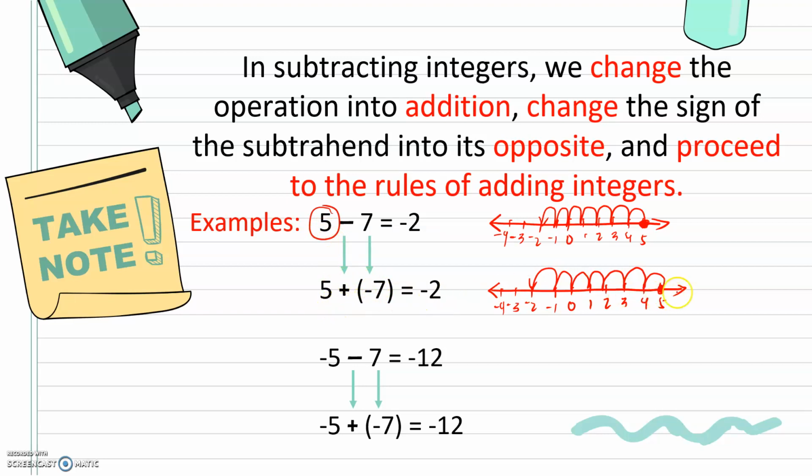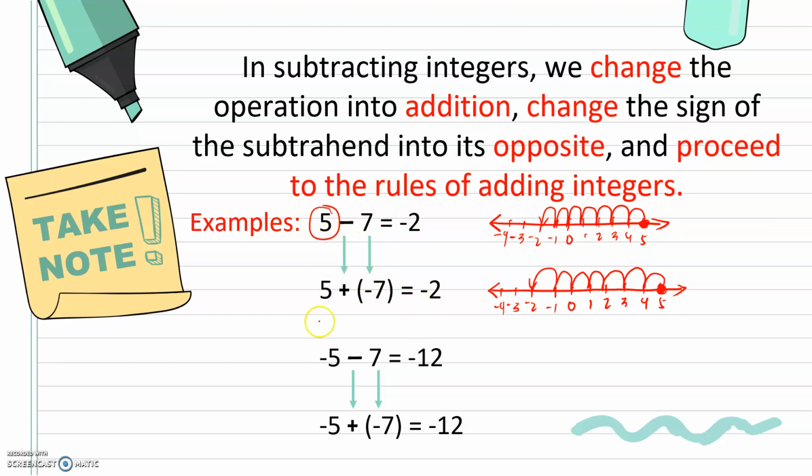Okay, let's take a look at our number line. In adding integers using a number line, we locate the first addend on our number line, and 5 is here. Then since we're adding negative 7, we will jump 7 times to the left on our number line. And again, it will just give us a negative 2. So these two equations here are actually just the same.